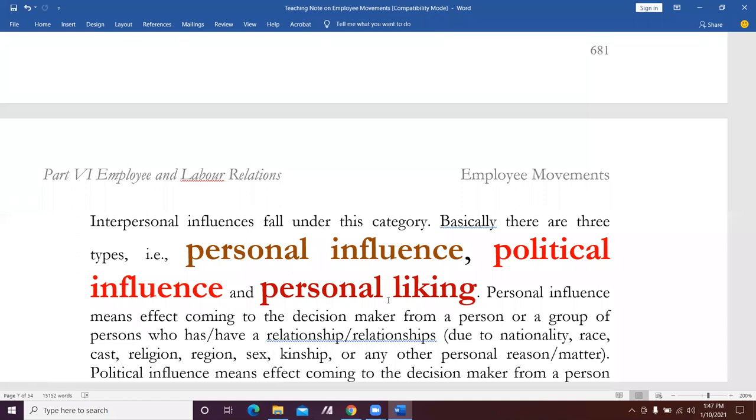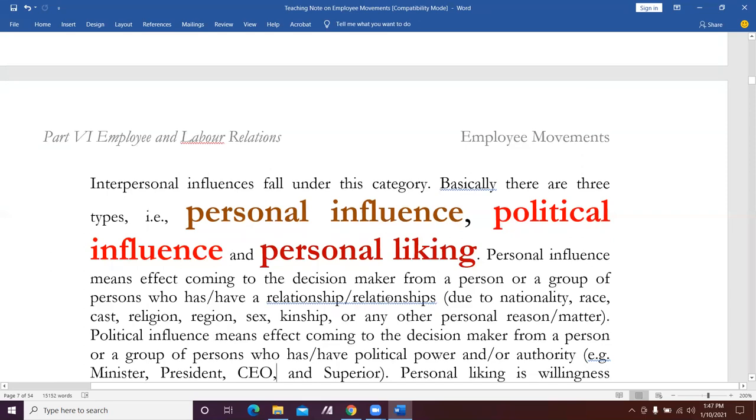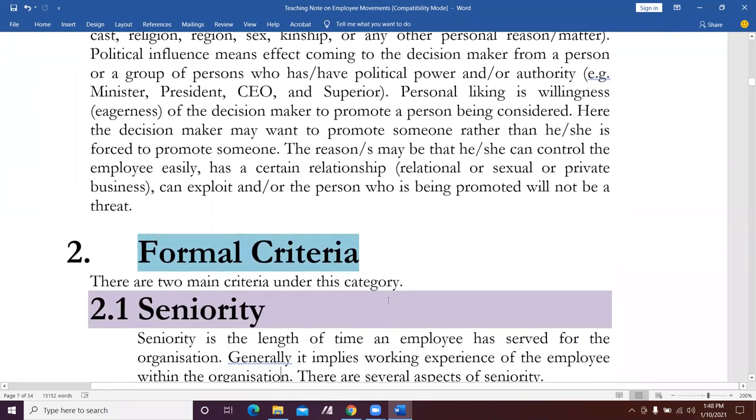So according to ideal HRM, informal criteria should not be used. But as far as Sri Lankan cases are concerned, according to my observations and understanding, there were many cases where informal criteria were used when giving promotions. That's a pathetic situation. So I don't like to talk more about that, even though I have many examples in my mind, which I observed, which I understood, which I noticed. So that's why Sri Lanka is like this.